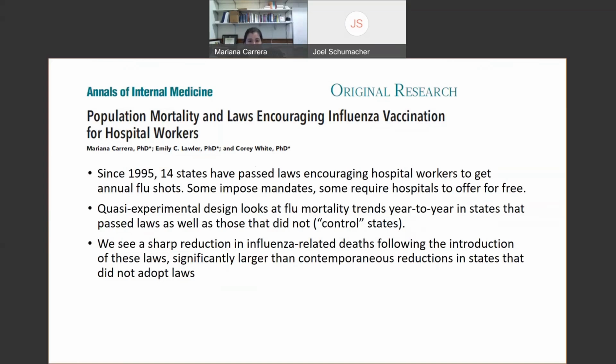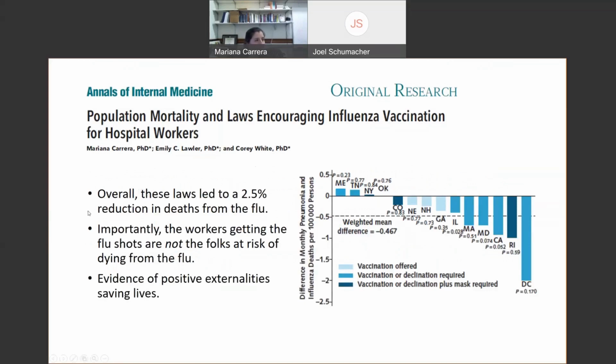We see evidence of a sharp reduction in influenza-related deaths after these laws. We have data going at least 3 years after the laws in all states, and for some states going farther. And to quantify this, on average, they led to a 2.5% reduction in deaths from the flu. This picture shows the individual estimates for each state's law, and if we average them, this is the difference that we use to compute that 2.5% reduction.